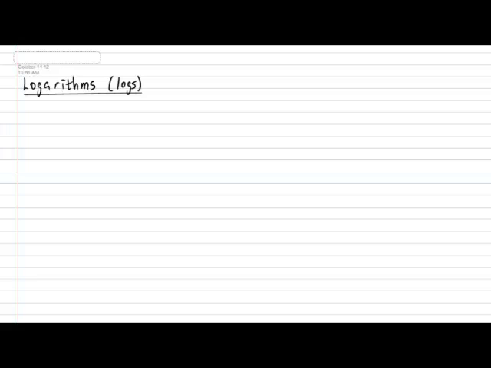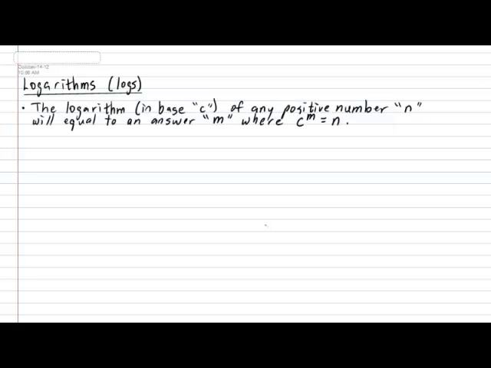Well, in plain English, the definition of a logarithm is quite a mouthful. The definition is the following. A logarithm in a specific base, which we'll call c, of any positive number, which we will denote as the letter n, will equal an answer, which we will denote as the letter m, where the base c exponent the answer m will give back our positive number. Now, I'm not surprised if you don't understand the definition, because it is quite a mouthful.